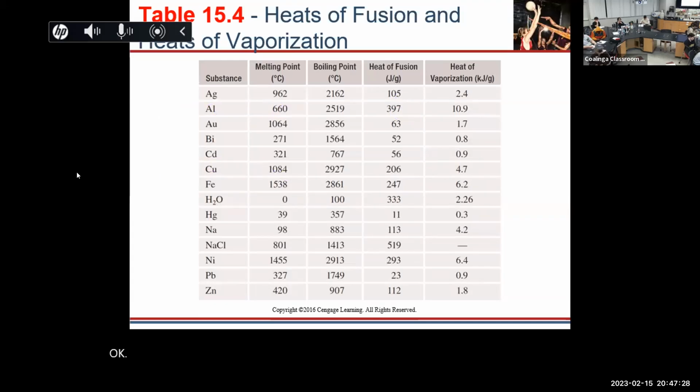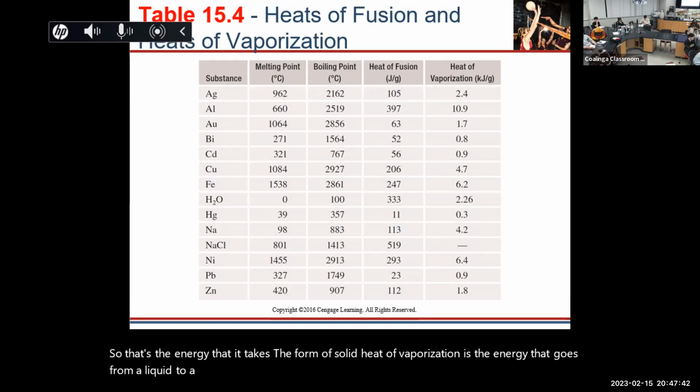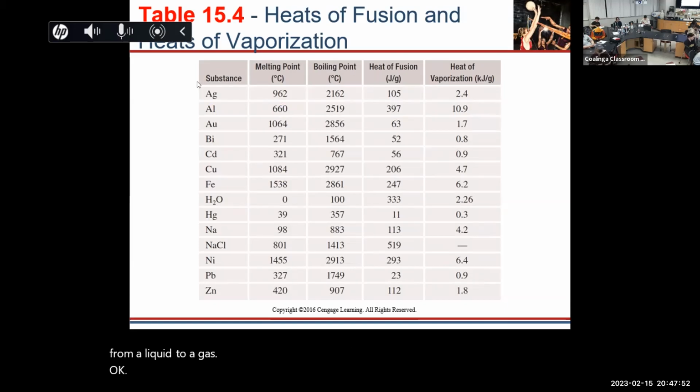So heat of fusion is the formation of a solid. So it's the energy that it takes to form a solid. The heat of vaporization is the energy that goes from a liquid to a gas. So in this case, these are different substances. See water here.